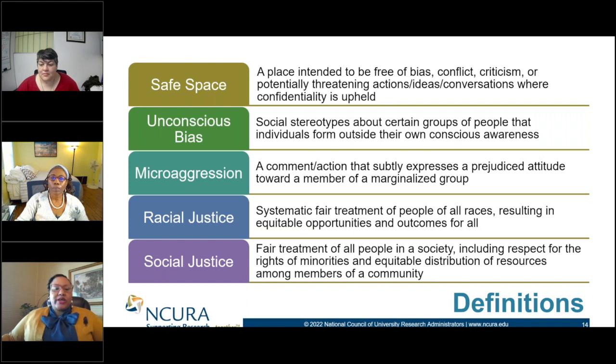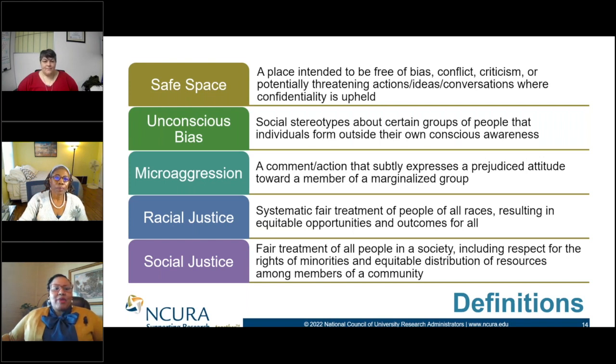Then there's unconscious bias, which refers to social stereotypes about certain groups of people that individuals form outside of their own conscious awareness. And we see this a lot. Some examples would be being afraid when you see a Black male wearing a hoodie, thinking about Mexicans coming to America to take our jobs, judging names on resumes as they're listed, or assuming that all human subject participants on a research project have the ability to actually receive and cash a check for their participation payment.